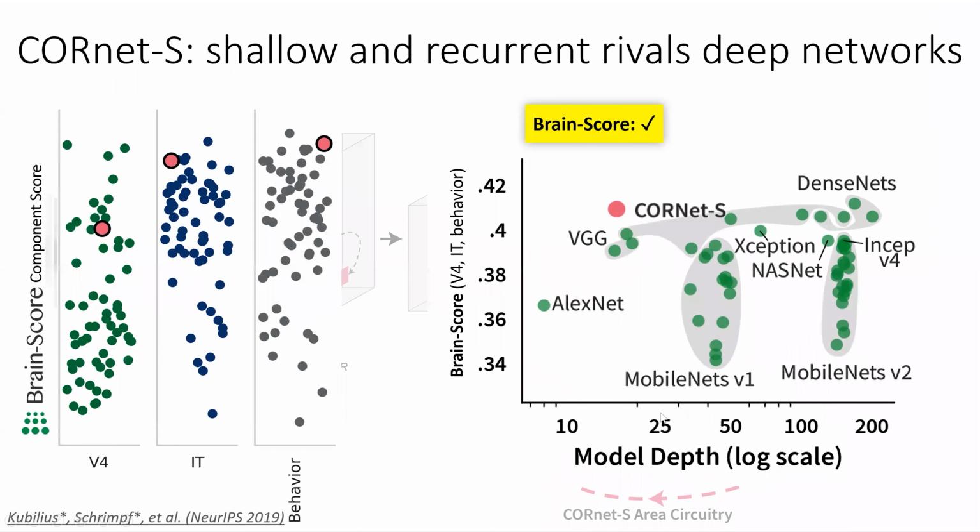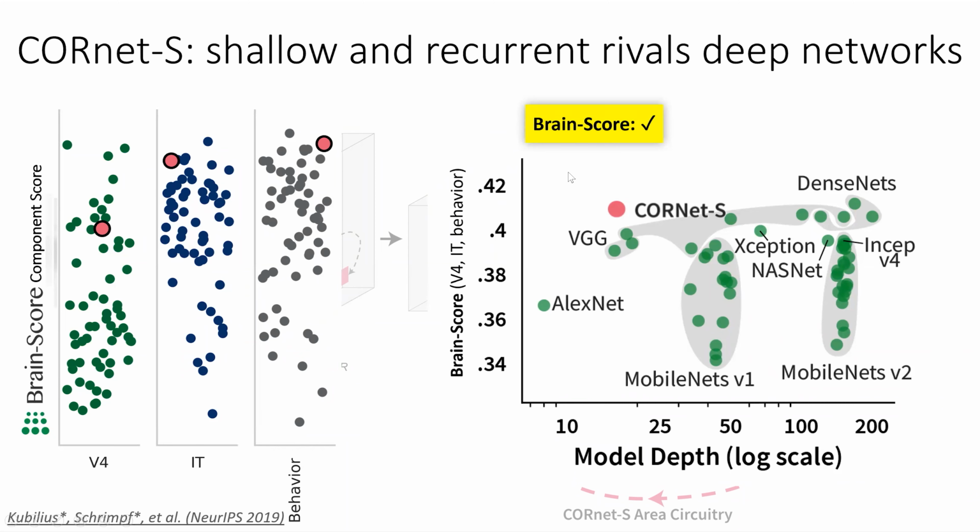And putting this in a different perspective of plotting the model depth on the x-axis on a log scale. So here, for us, lower is better because we have fewer processing steps or fewer layers. So the left would be ideal. And then on the y-axis is the BrainScore. So here, higher is better.